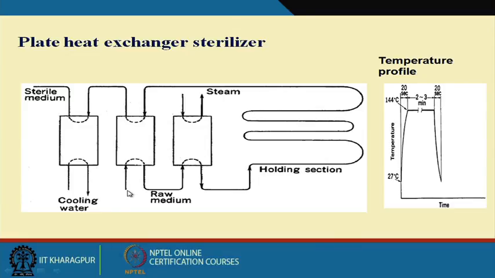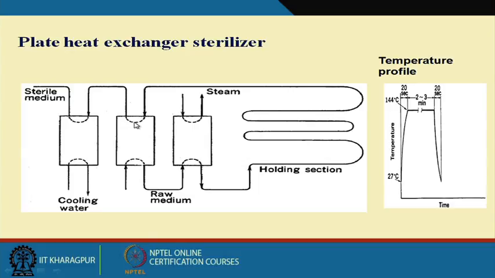I can explain that the raw media is going like this and coming out like this. This is the steam injection, and after going through the holding section, what I wanted to tell you is that you raise the temperature to 140 degrees centigrade and keep it in the holding section, then cool it down. For this steam, you are passing through the heat exchanger, and you are utilizing your raw media here to use this heat for preheating the media.